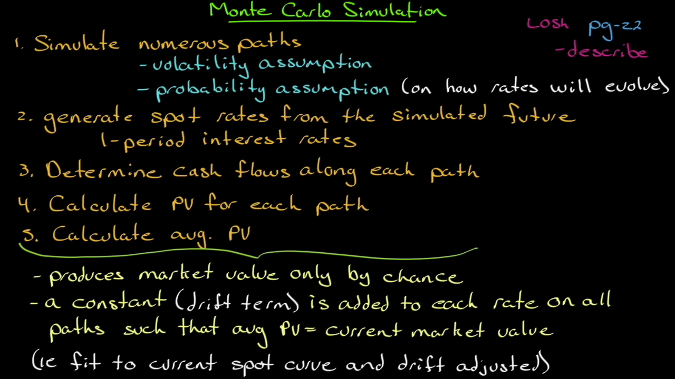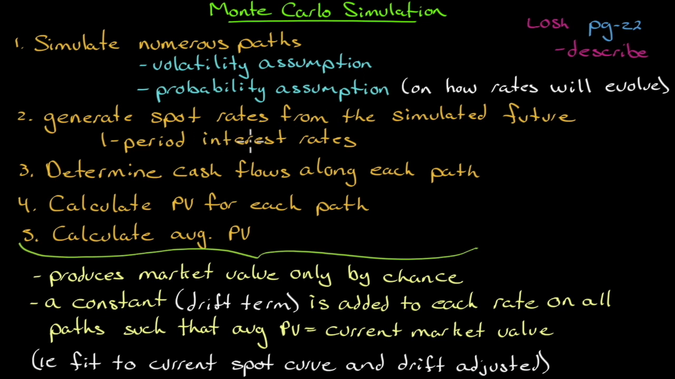Okay, so let's have a look at the steps along the way so we could see what we mean by fitting to the current spot curve. Step number one, simulate numerous paths using, of course, our volatility assumption and our probability distribution assumption. And that probability assumption is based on how rates will evolve. We saw in developing the tree that we assumed a log normal distribution or log normal random variables in determining how rates would evolve. Number two, generate spot rates from the simulated future one-period interest rates.